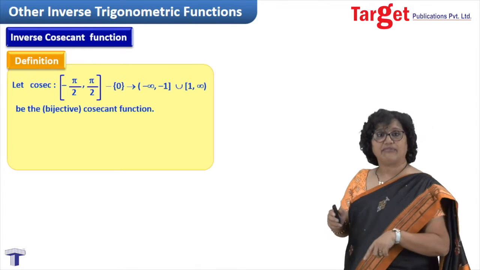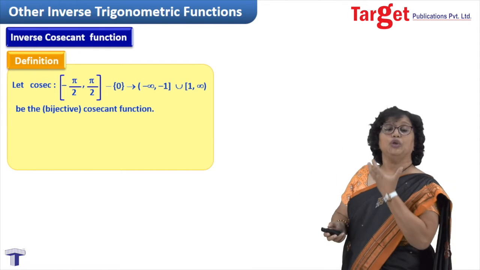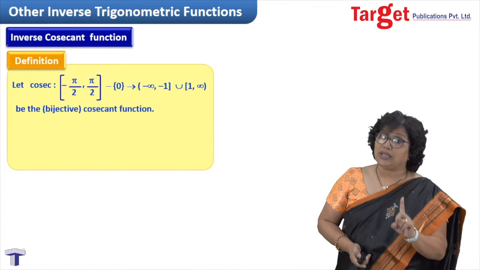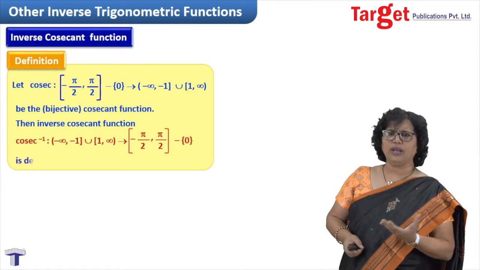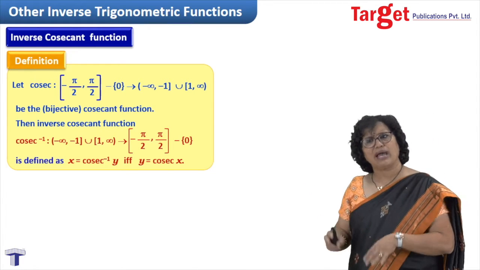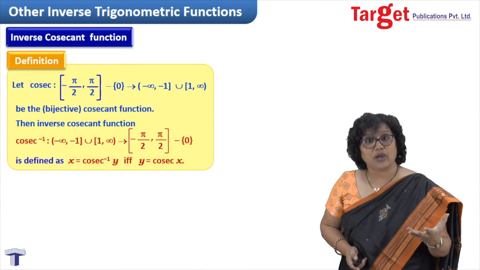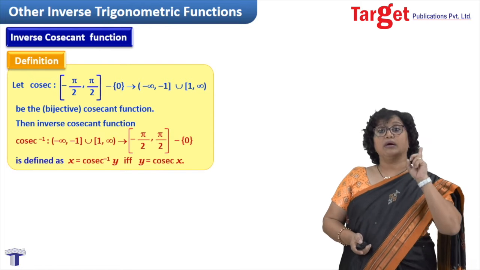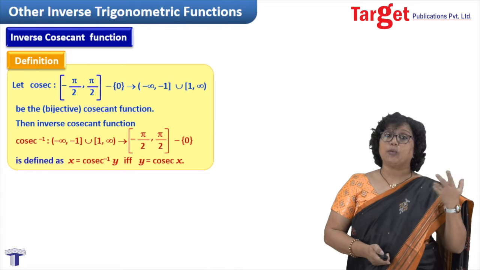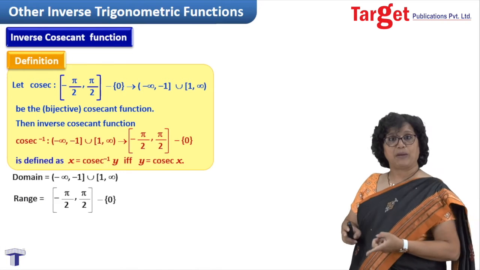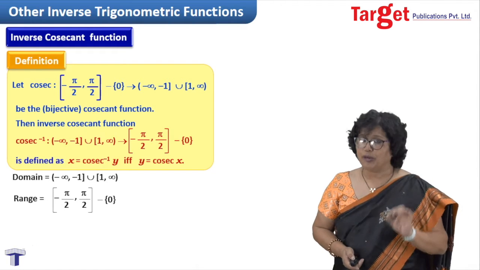And its range, or codomain, I have taken as minus infinity to minus 1, union 1 to infinity, and then only can I define inverse cosec function. And inverse cosec function, like before, we will be writing x equal to cosec inverse y if and only if y equal to cosec x. Now the domain should take your attention, and the domain is minus infinity to minus 1 union 1 to infinity. And what about the codomain part? The codomain part is minus pi by 2 to pi by 2 minus the singleton set 0. That point you will have to remove.